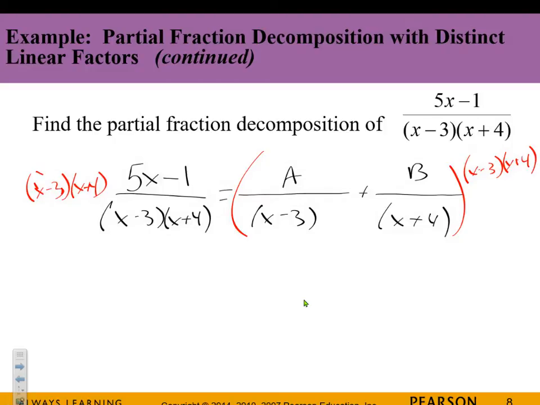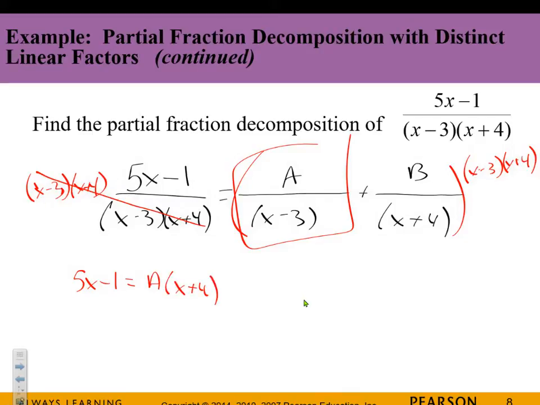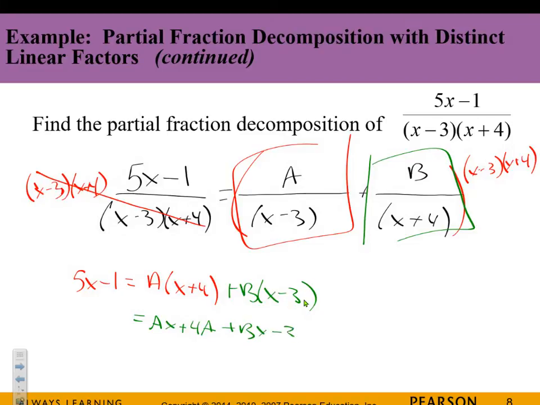Okay, so here this is just gone, right? We're going to get 5x minus 1 equals, when I distribute those two to this term, the minus 3's will cancel, won't they? That's going to give me a times x plus 4. When I distribute to this term, the x plus 4's will cancel out, and I'm going to get positive b times x minus 3. Right? Let's factor this out. I've got ax plus 4a. Over here I've got bx minus 3b.